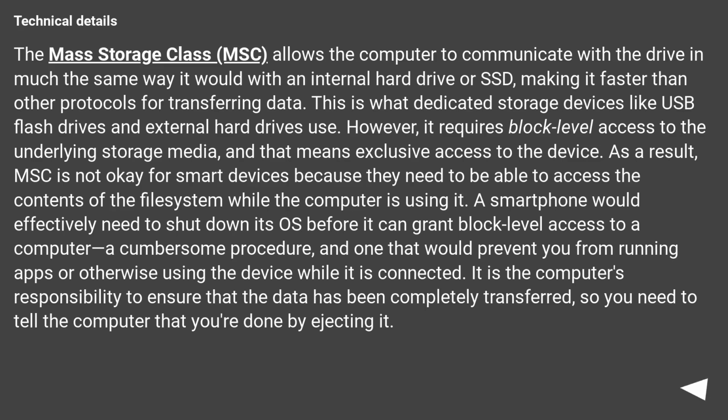A smartphone would effectively need to shut down its OS before it can grant block-level access to a computer, a cumbersome procedure, and one that would prevent you from running apps or otherwise using the device while it is connected. It is the computer's responsibility to ensure that the data has been completely transferred, so you need to tell the computer that you're done by ejecting it.